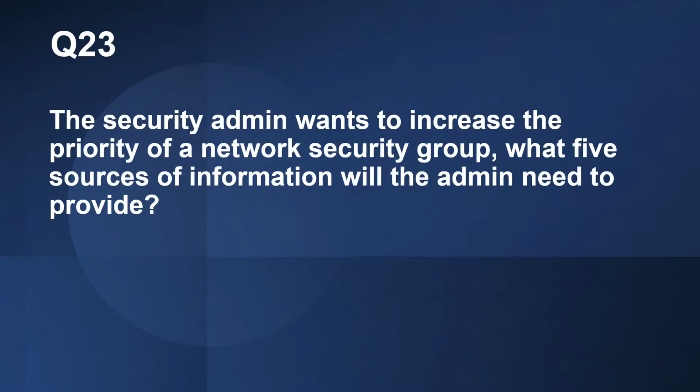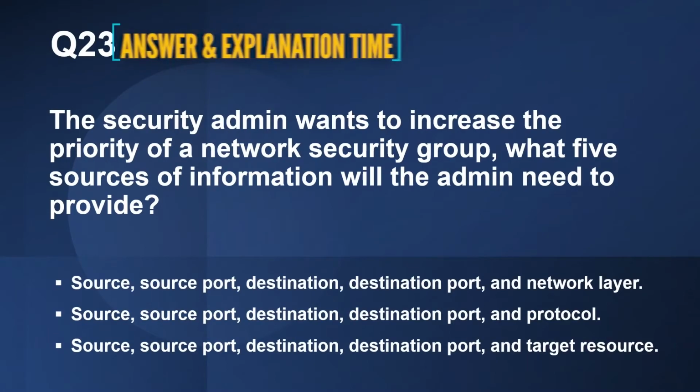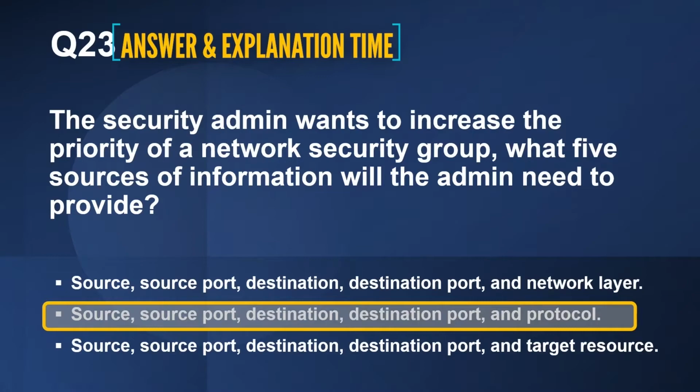Question number 23. The security admin wants to increase the priority of a network security group. What five sources of information will the admin need to provide? I'm not going to read the options. I'm going to tell you the correct answer. The correct answer is option 2. The information the admin needs are source, source port, destination, destination port, and protocol. Network layer and target resource are not needed.